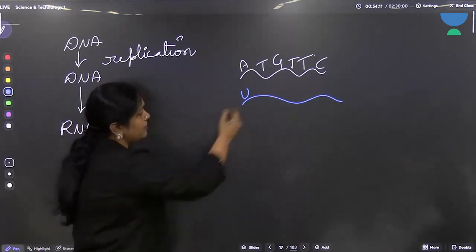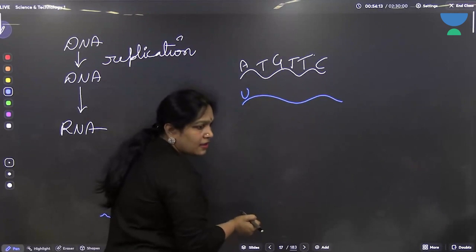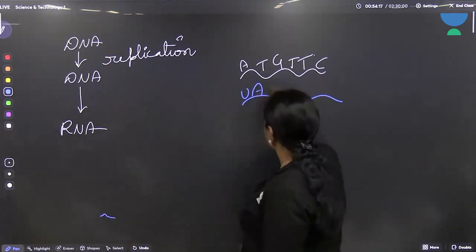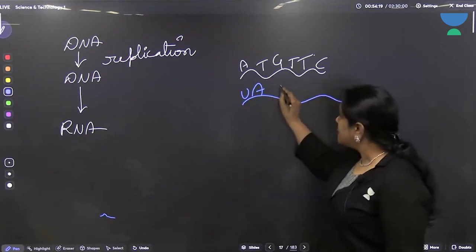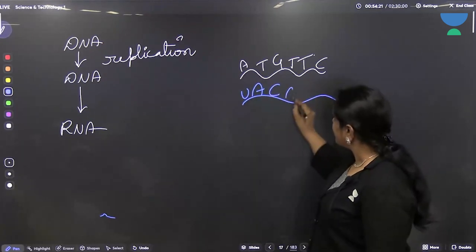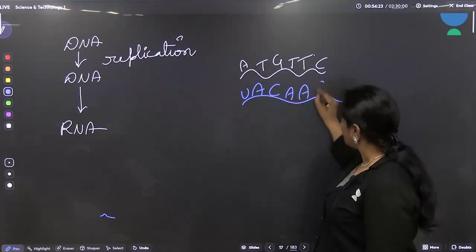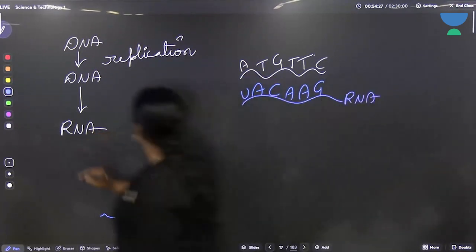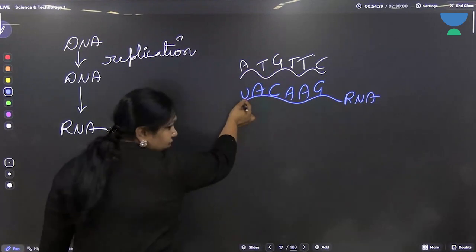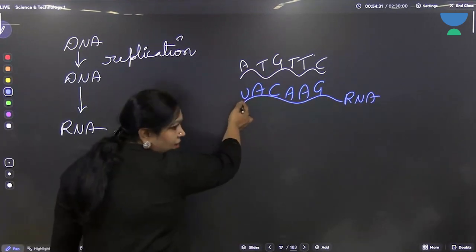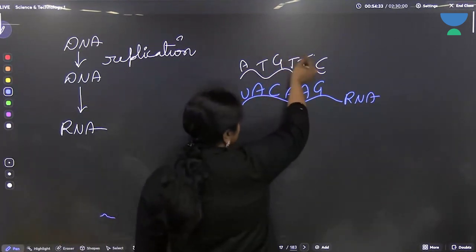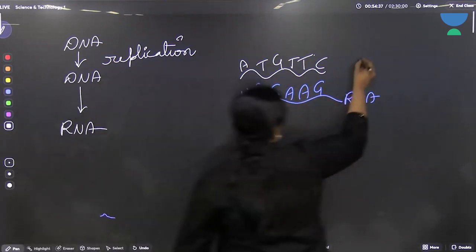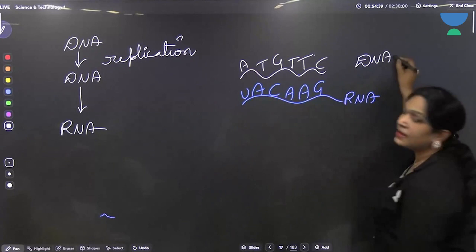Then you tell me, in place of T, A, very good. In the place of G here, C, very good. Again, A. This is your RNA. Why is this RNA? Because you have uracil, not thymine. Why is this DNA? Because you have thymines, not uracils. So this is DNA.